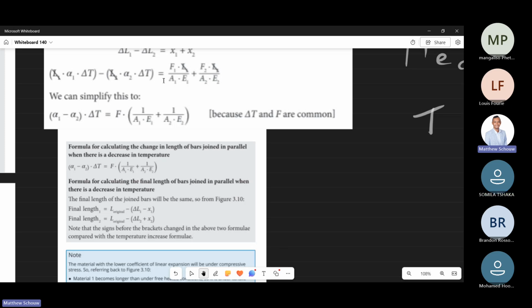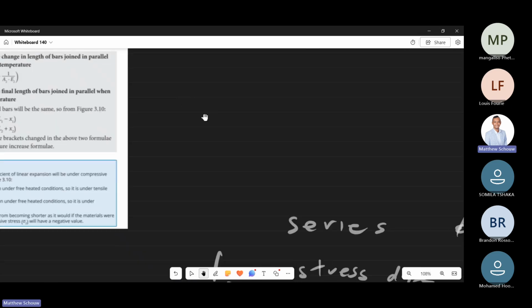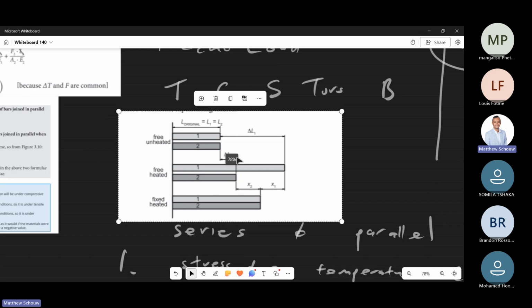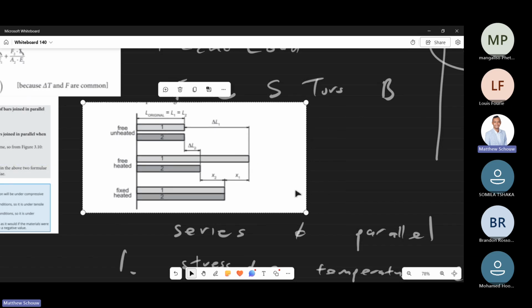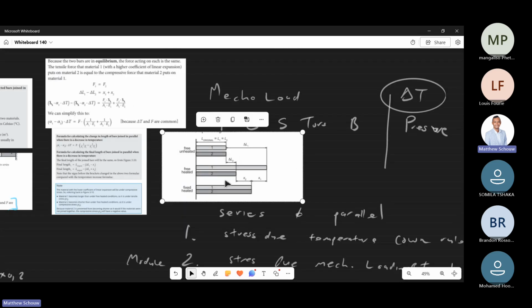I want to show you an illustration like this. So this is what I'm talking about. In this case, who's expanding faster here? It seems like it's 1. So here we have 2 materials in parallel, and one grows faster than the other one. Because the 2 bars have equal force, the tensile force in material 1 and the compressive force in 2 are the same. So you must just be cautious of this.